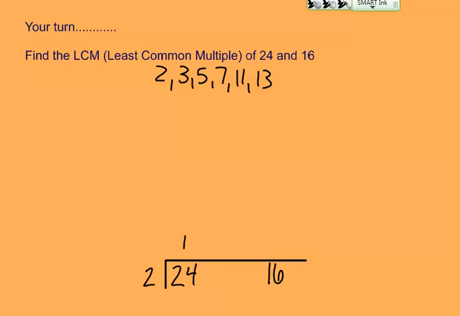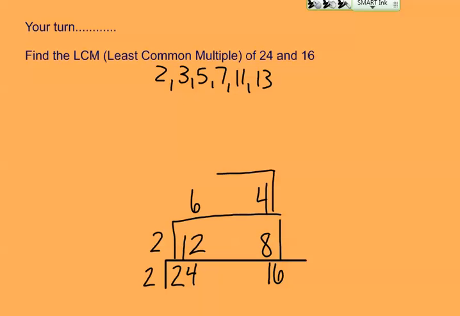2 goes into 24 12 times. 2 goes into 16 8 times. We try 2 again. 2 goes into 12 6 times. 2 goes into 8 4 times. So we try 2 again. 2 goes into 6 3 times. 2 goes into 4 2 times. And I'm finished because 3 and 2 are next to each other in the number line.